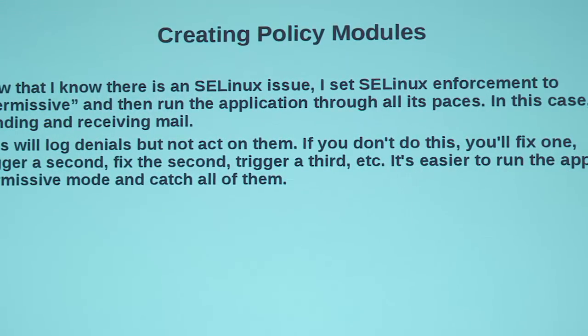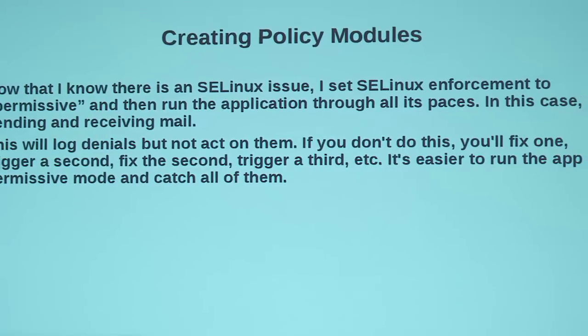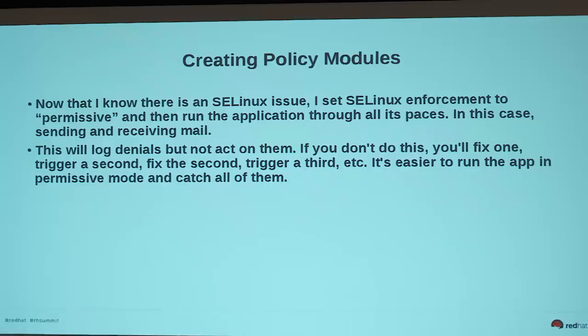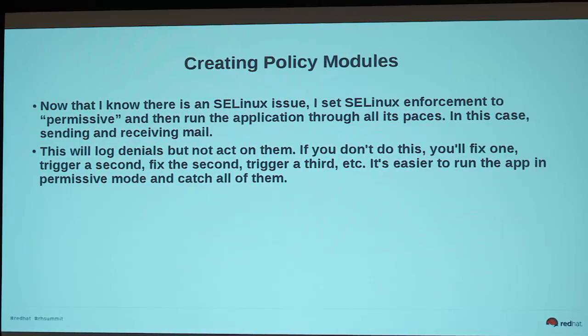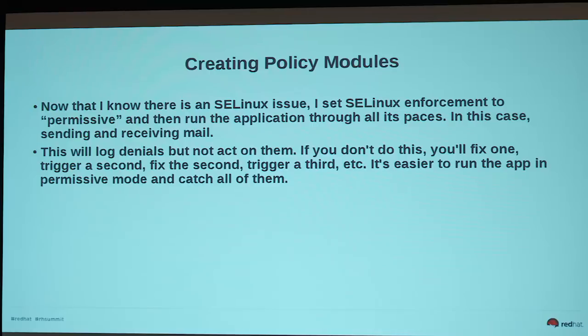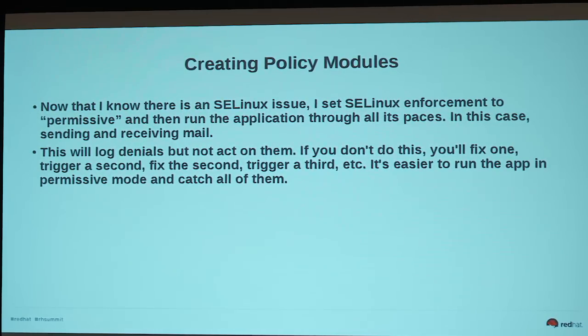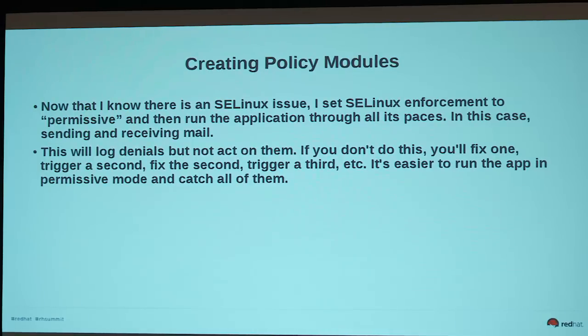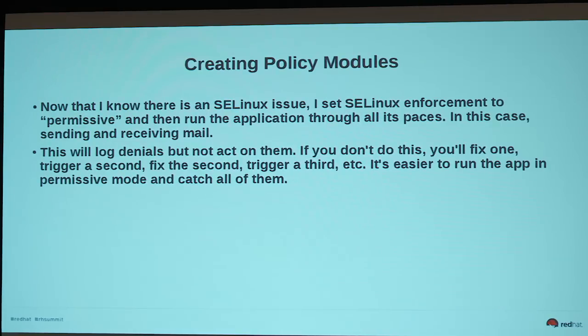Now, this is where one of the tips comes in. If you know you're having a problem, set SELinux to permissive, so setenforce 0, or change the SELinux config file and reboot, if you're a Windows admin, and run your application through all of its paces. And the reason that I say that is, for a long time, I just really wasn't thinking. I was like, oh, I found a problem. And I would use audit2allow, or something like that, and then it would just expose the next problem. And then I'd have to run audit2allow again, and it would expose the next problem. And it was a real pain in the backside.